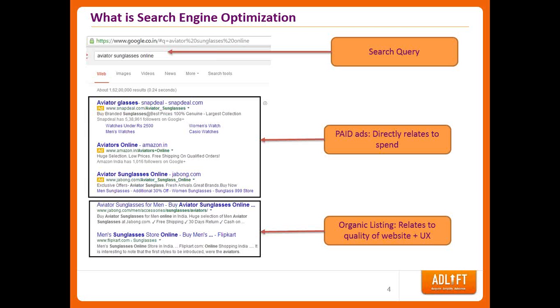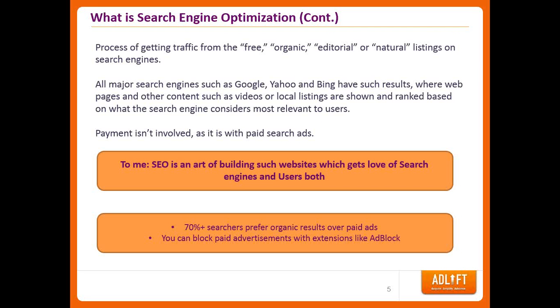Paid ones are directly related to your spend, and organic results are directly related to the quality of websites. Google and other search engines have a number of algorithms to judge the quality of a website and make sure they serve the best website according to the organic query. In general, what is search engine optimization? It can help you get organic traffic, which is free traffic or natural listings.